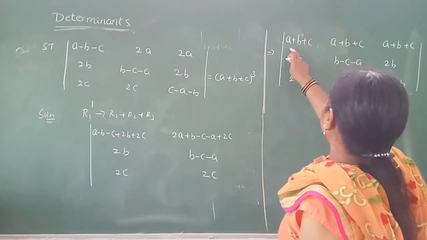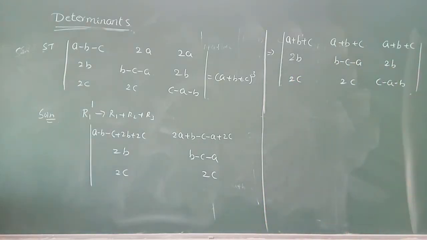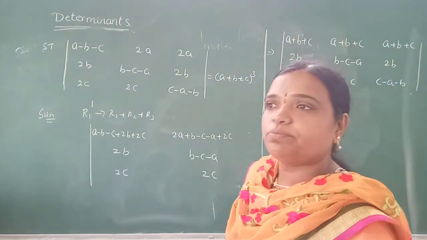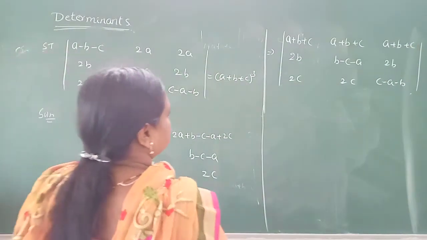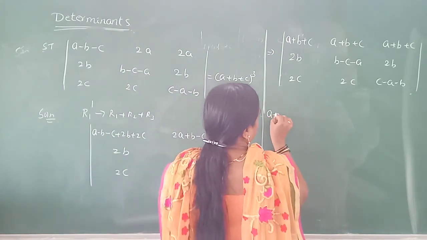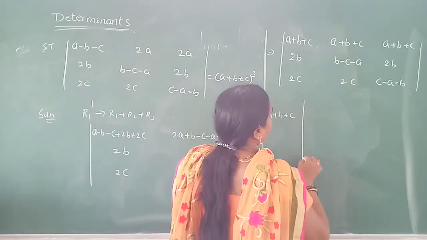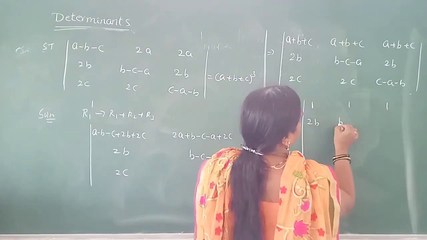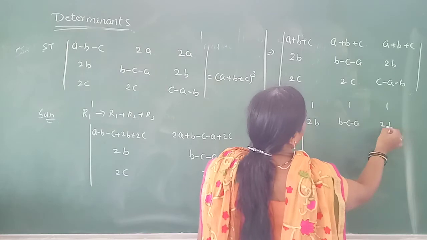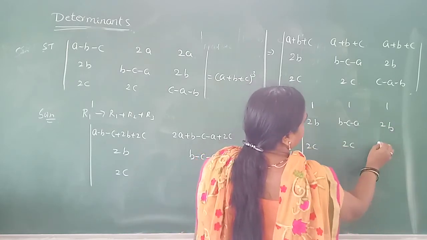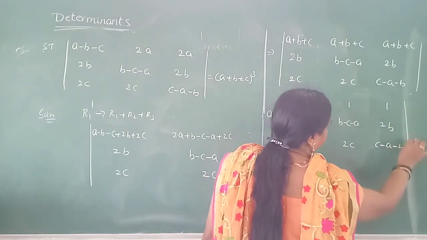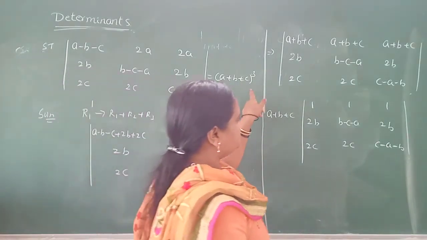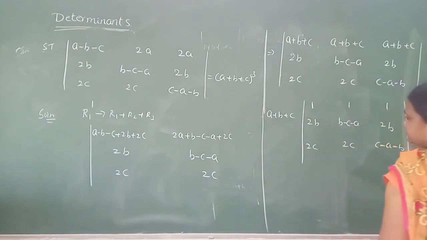Next, see in the first row, please concentrate. In the first row, A plus B plus C, A plus B plus C, A plus B plus C is common. Therefore, we take it outside by using the property: A plus B plus C, then 1, 1, 1; 2B, B minus C minus A, 2B; 2C, 2C, C minus A minus C. But now we want to calculate A plus B plus C the whole cube. Right.